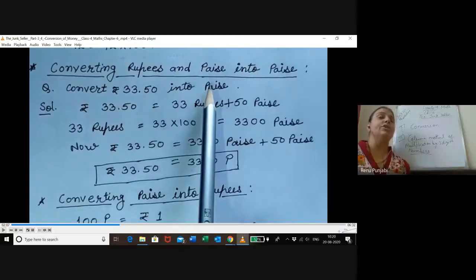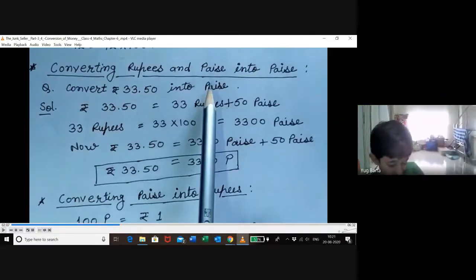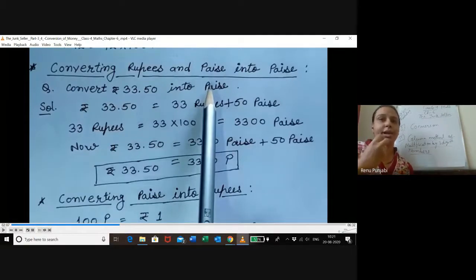Now the whole 33.50 we need to convert into paise. As we know that after the point is paisa, we do not need to touch this. We do not need to touch this 50 paisa. We first have to convert 33 rupees into paisa. So if it is 33 rupees, how will you convert it into paisa? Yug Baria will answer me. Yug Baria, tell me. Switch on your microphone and answer me. 3300. Yes. So how did you get the 3300?